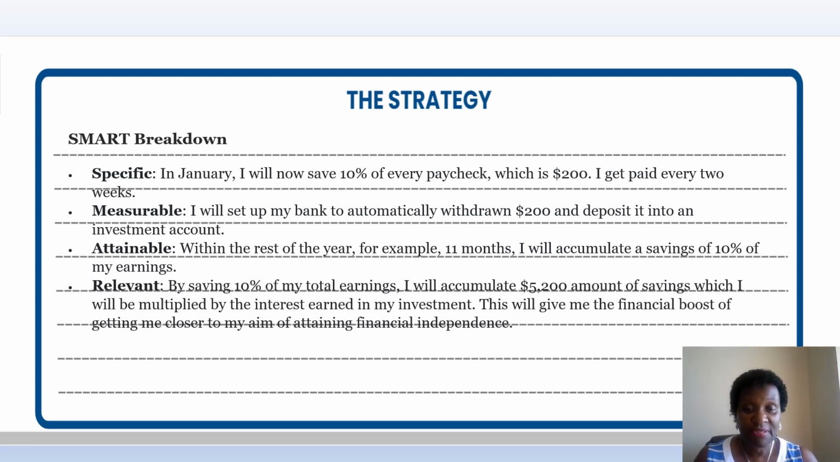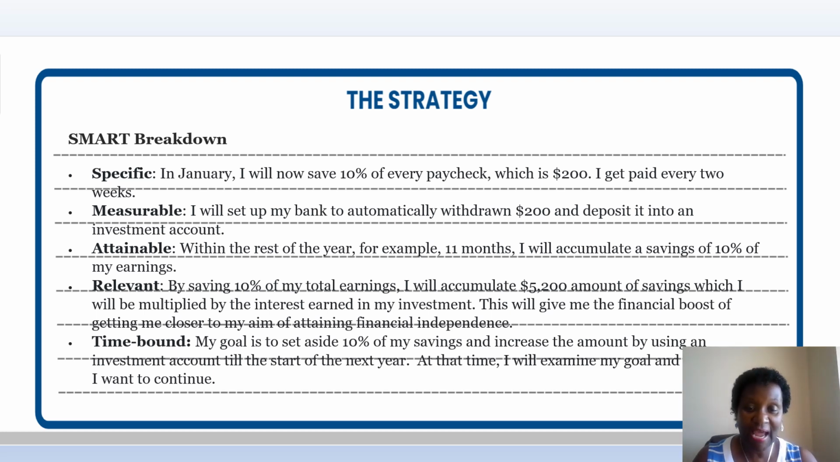Is it relevant? By saving 10% of my total income, I will accumulate approximately $5,200 of savings, which will be multiplied by the interest earned in that investment account. This will give me the financial boost of getting me closer to my aim of attaining financial independence. Do you see how I just made that goal relevant? And you can too.